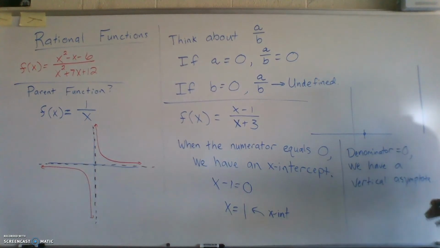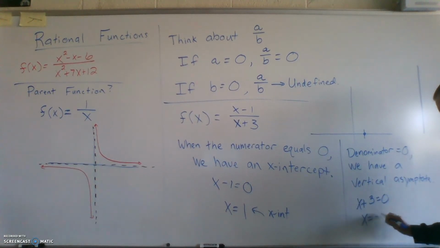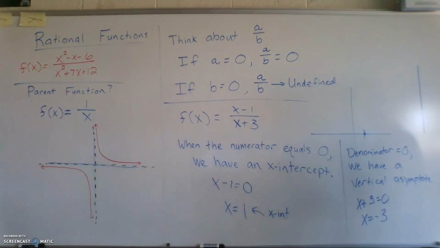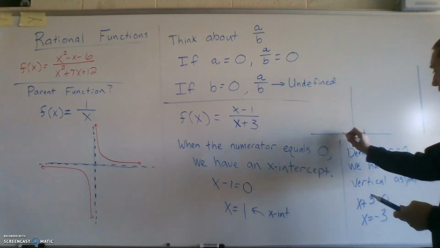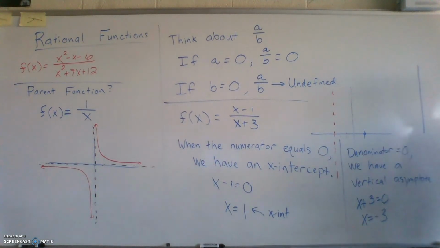And remember, the purpose of a vertical asymptote is to say, my function is not defined here. We can't cross over that vertical asymptote because that value is not in my domain. So what would that be in this example? Well, we would set the bottom equal to 0, x plus 3 equals 0. So x equals negative 3 would be a vertical asymptote. So on my graph, I'd go to negative 3, and there's my vertical asymptote.